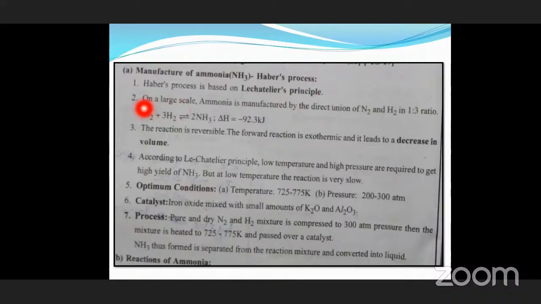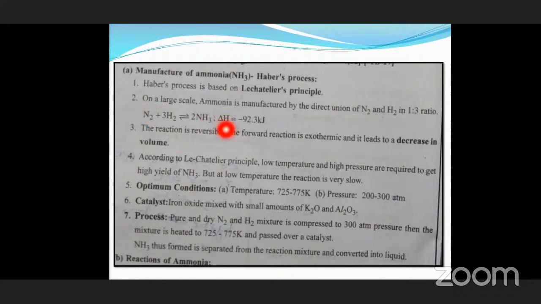Okay, here the second point. On a large scale, ammonia is manufactured by the direct union of nitrogen and hydrogen in a 1:3 ratio. That means we always have to use the 1:3 ratio. In this Haber process, dinitrogen is reacted with dihydrogen to form ammonia. Already this equation is balanced.